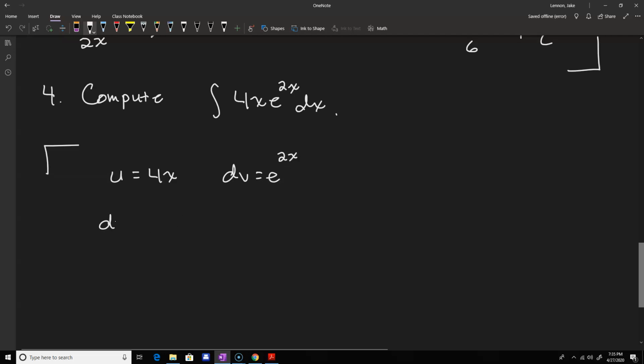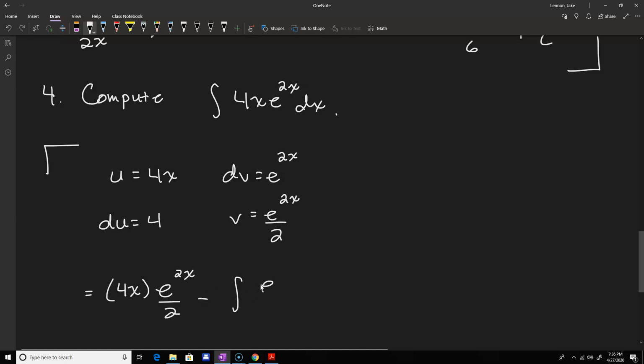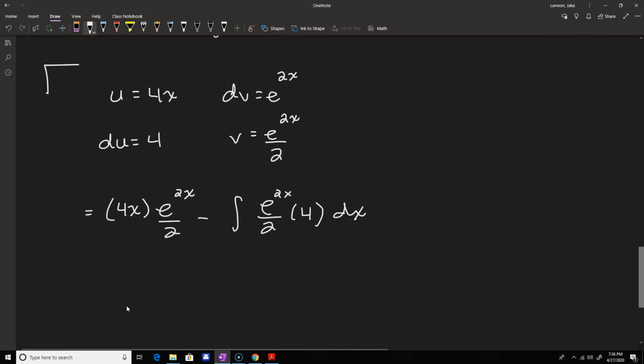So then we find du, which is just 4, and v, which is e to the 2x divided by 2. So our integral will become uv minus the integral of v du. So we get 4x times e to the 2x over 2 minus the integral of v, so e to the 2x over 2 times 4 dx. And once we finish this up, this is our general antiderivative.